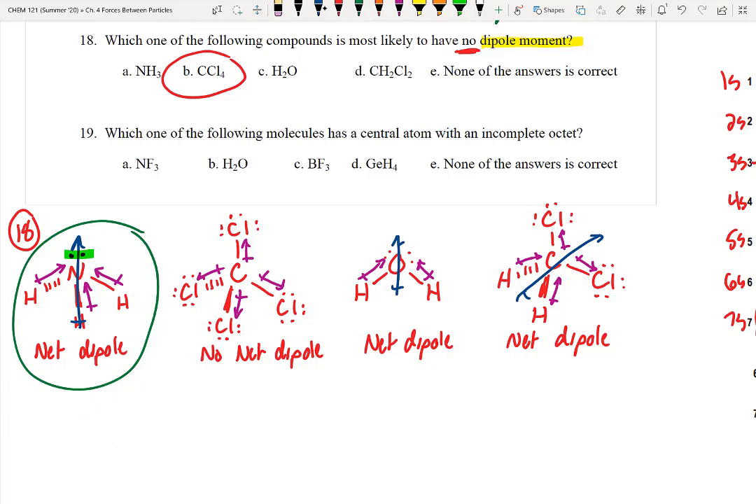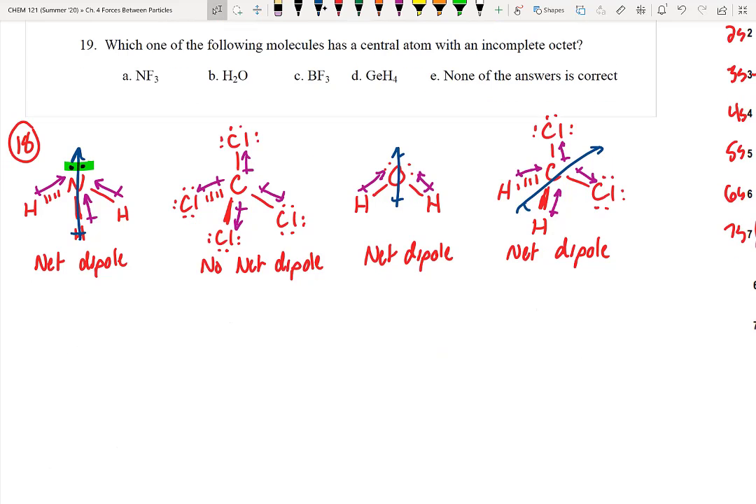Kind of unrelated to the question, though. We'll finish up with question 19 here. Question 19: which of the following molecules has its central atom with an incomplete octet? So let's take a look at 19.